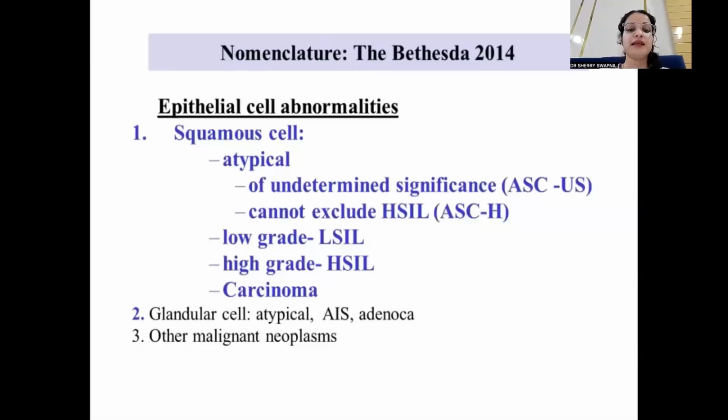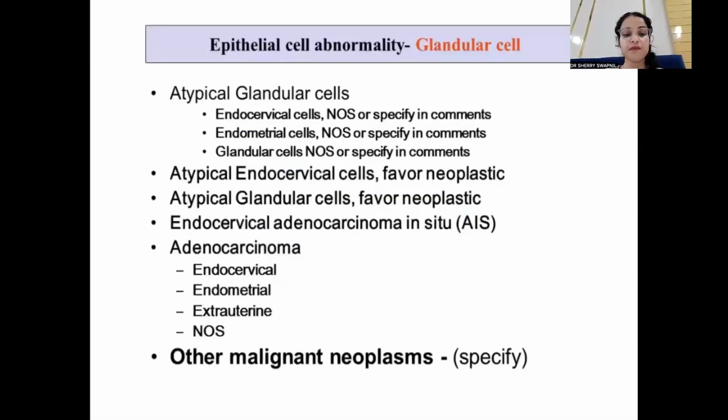So this is the epithelial cell abnormality nomenclature. For squamous cells, first we'll be discussing ASC-US, that is atypical squamous cells of undetermined significance. Second is ASC-H, cannot exclude HSIL. Then low grade squamous intraepithelial lesion, that is LSIL. High grade squamous intraepithelial lesion, that is HSIL, and then carcinoma. So these are the squamous cell abnormalities. Secondly, we can see glandular cell abnormalities. It could be atypia, adenocarcinoma in situ, invasive adenocarcinoma, or any other malignant neoplasm. Next, please.